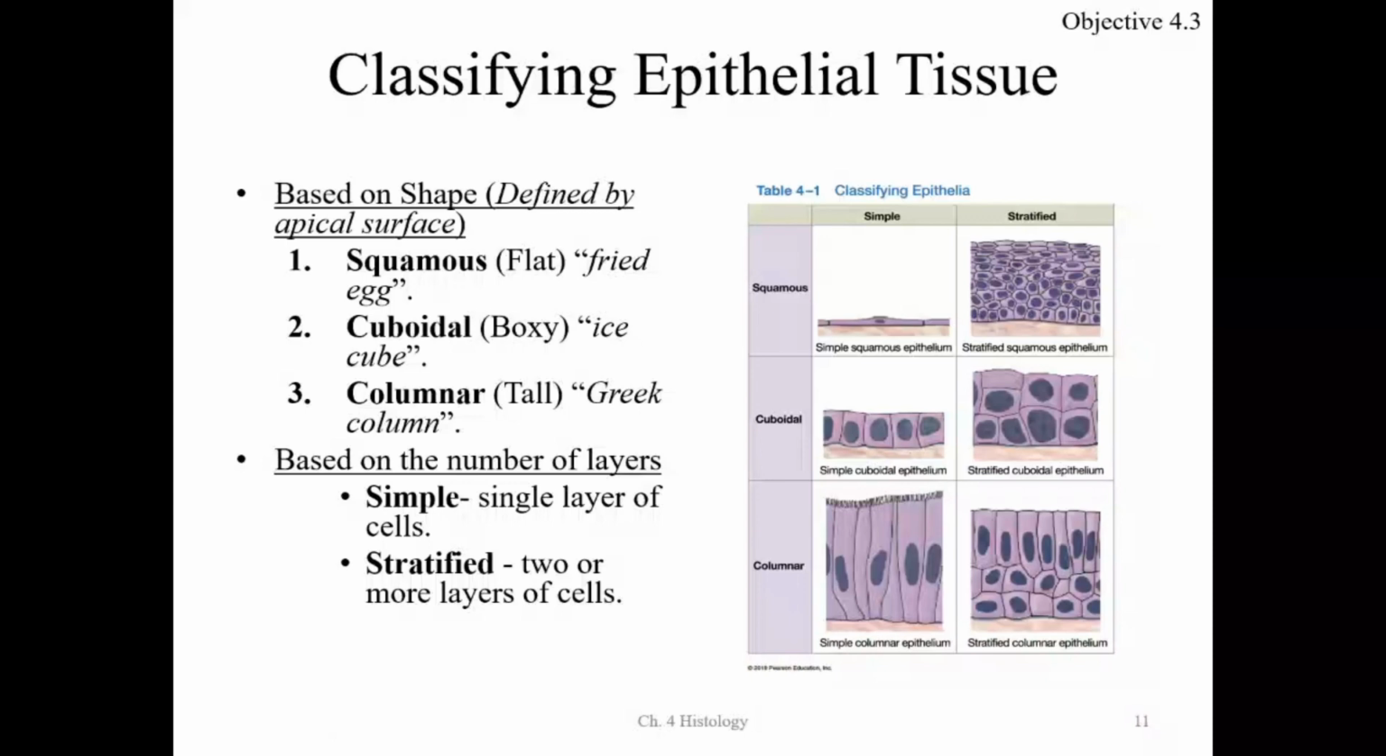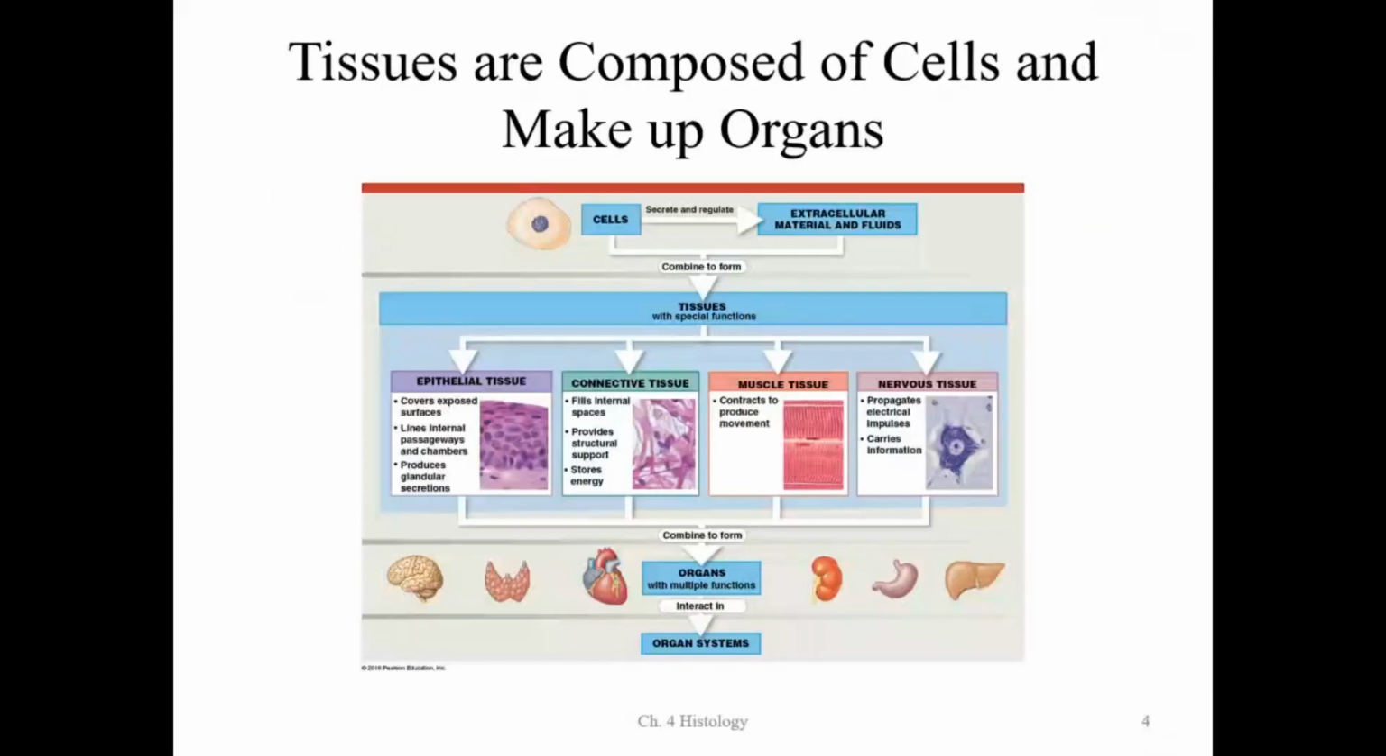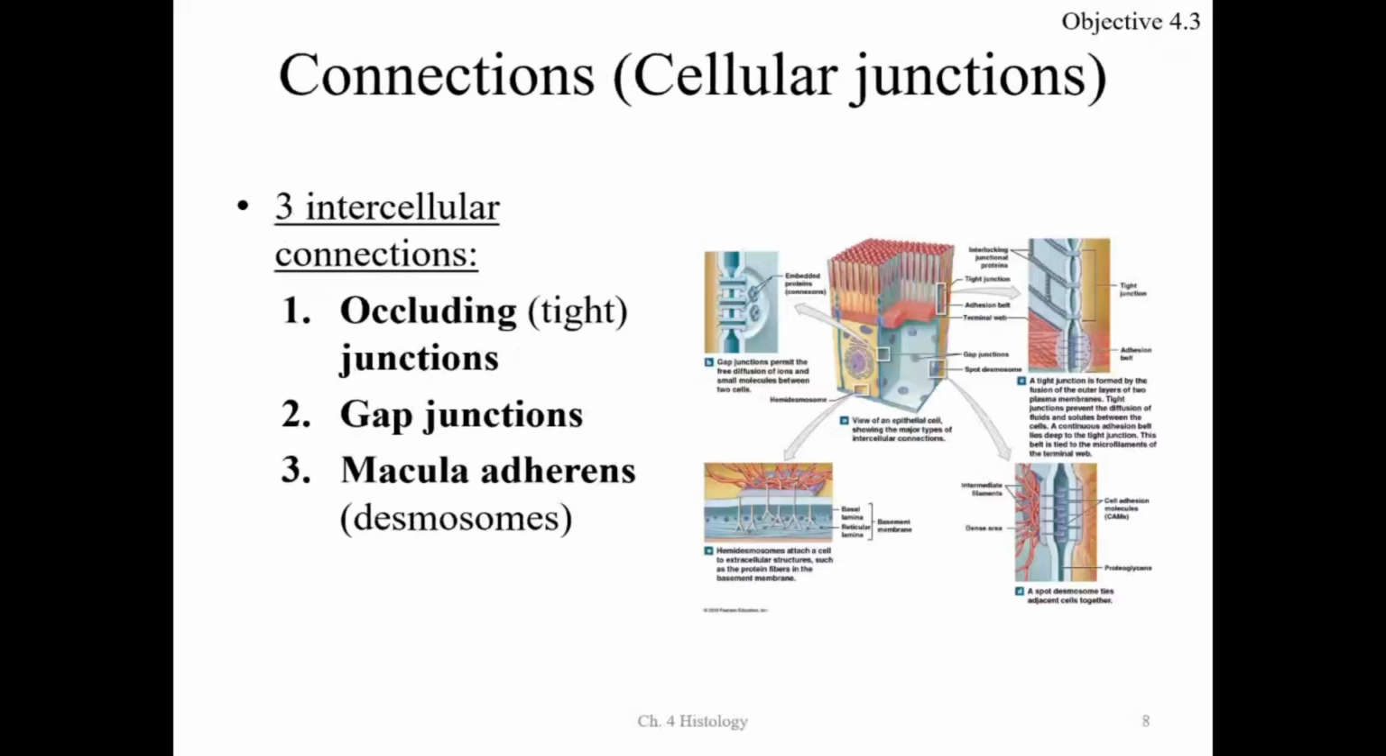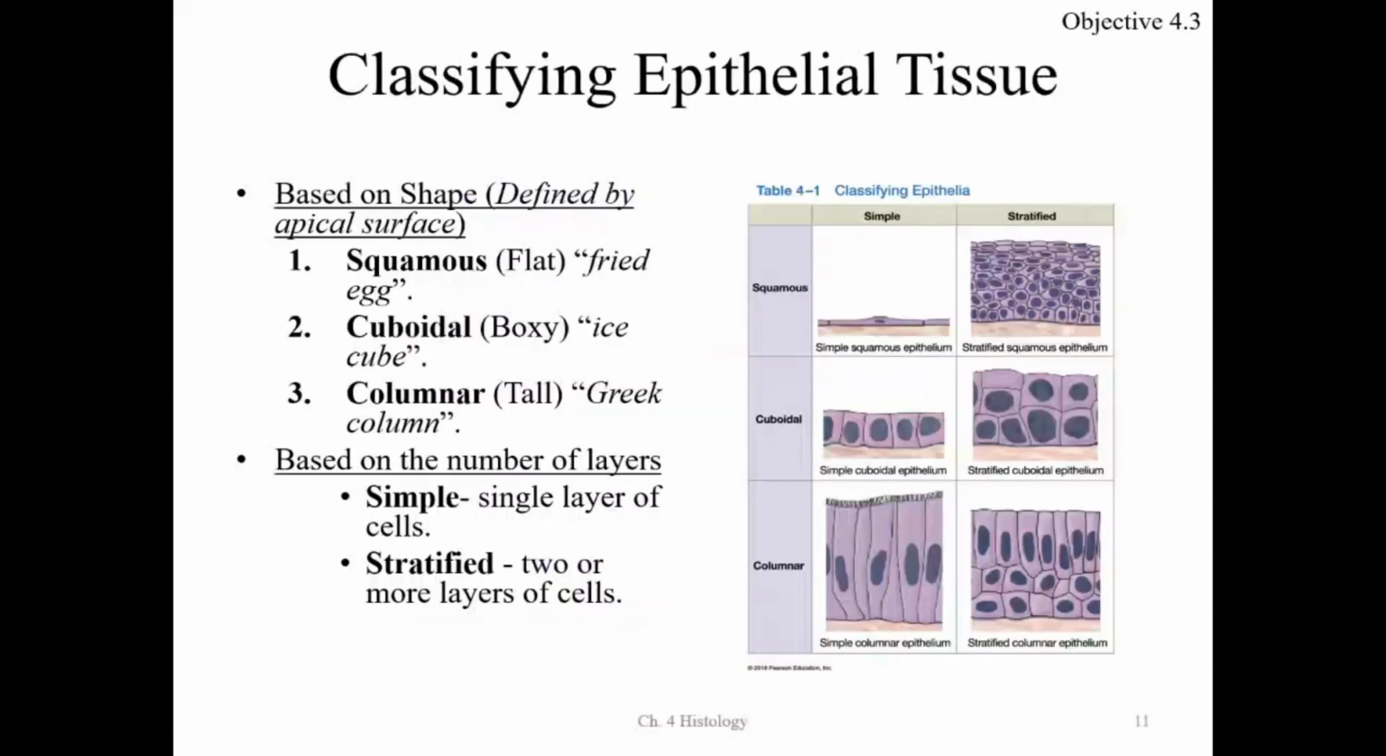Remember, if we go back real quick, we have to know 8. That gets most of them already. 6 are going to be gotten by knowing this slide. That gets 6 of the 8. 2 of them will fit another slide, but most of them will fit this slide. Now, we can look at the shape of the cells at the apical surface, or we can look at the number of layers.